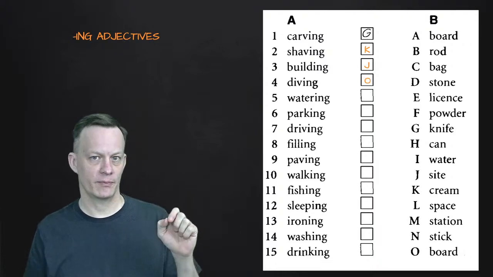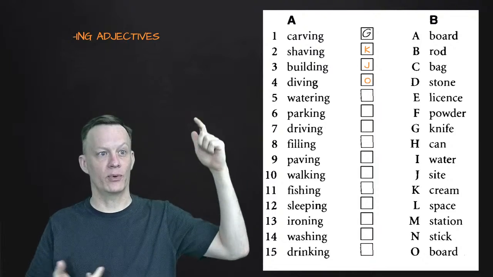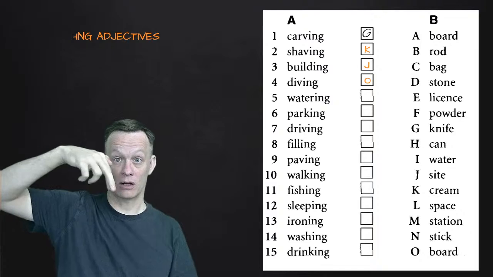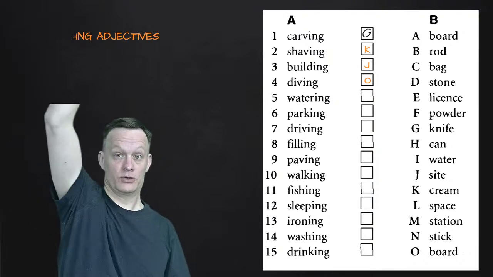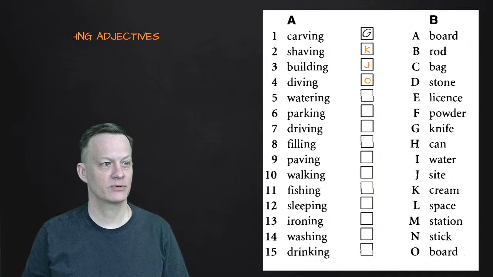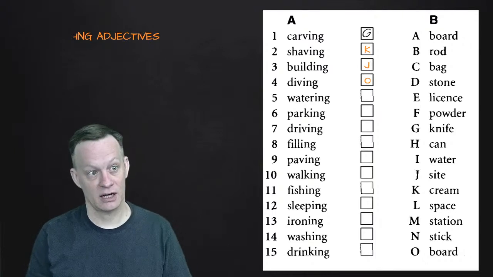I put O, but A and O are both board, so there's another one that has board. A diving board is the one that you walk out onto and you jump and it goes into the swimming pool, yeah? A diving board. Absolutely, good. What kind of board is it? It's a diving board.